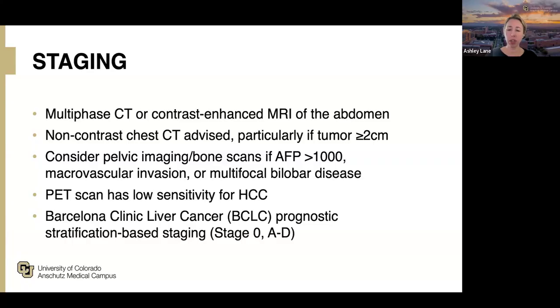And then for staging, there's no universally accepted staging system, but you'll sometimes see, like in the guidelines or for clinical trials, they'll use the Barcelona Clinic Liver Cancer prognostic stratification based staging, which I'll briefly reference throughout the talk. But it basically stages malignancy from 0, which is very early disease, and then A through D, which is early to advanced and terminal disease. So early stage disease, the expected survival is over 5 years. Intermediate stage disease, the anticipated survival is over 2.5 years. And for advanced stage disease, their expected survival is over 2 years.